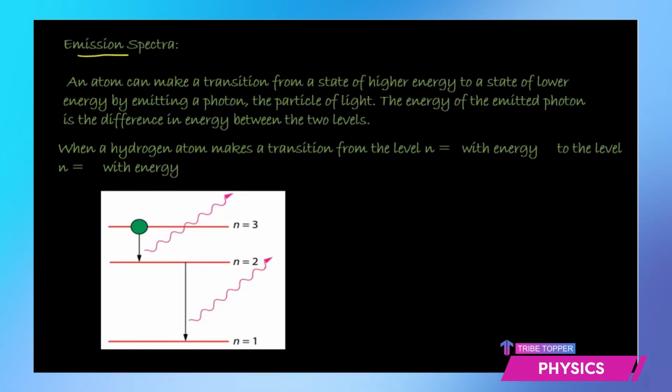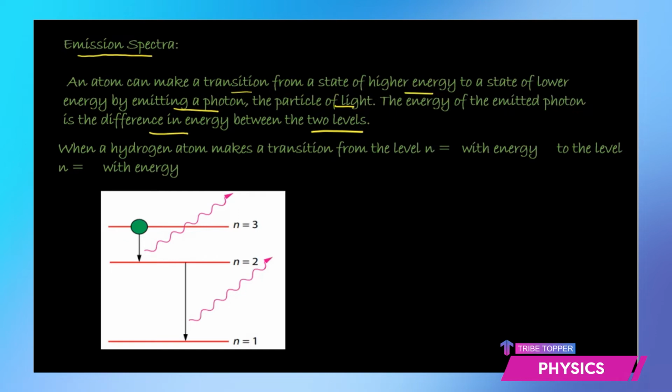So to understand emission spectra, we need to understand one thing: when the electrons existing in the higher energy states transit back from a higher level to a lower level, they emit a photon. Only then is it possible for them to jump back. So when an atom makes a transition from energy to a state of lower energy by emitting a photon, it emits a particle of light. And the energy of that emitted photon has to be equal to the difference in the energy between the two levels.